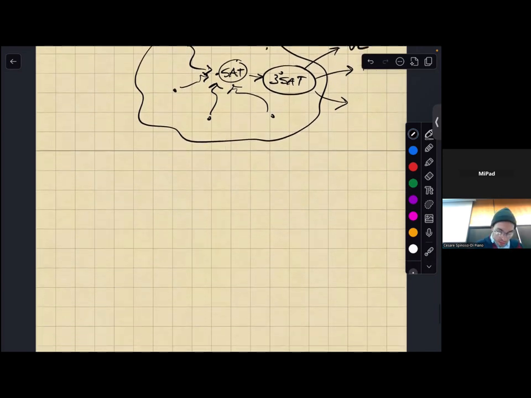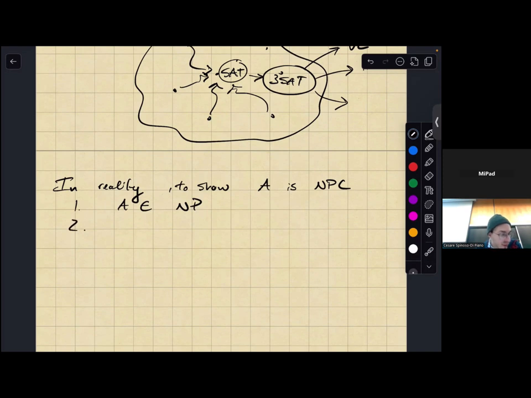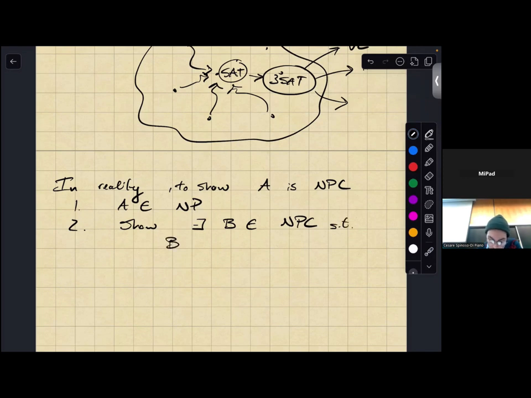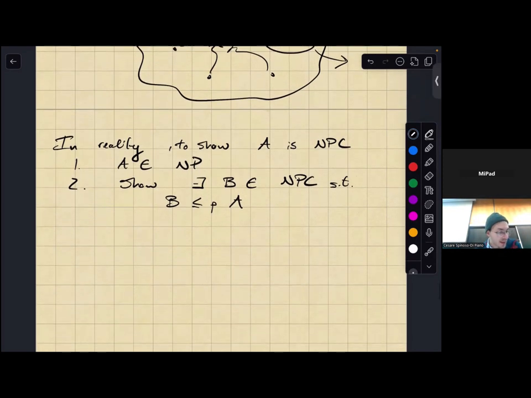Okay, so in reality, to show A is NP-complete, the first thing you have to do is show that it's in NP. And the second thing you have to do is show that there is a problem which you already know is NP-complete because someone has already proved it for you, and you show that this problem polynomial time reduces to your problem of interest A. Okay. So that's much easier, right?